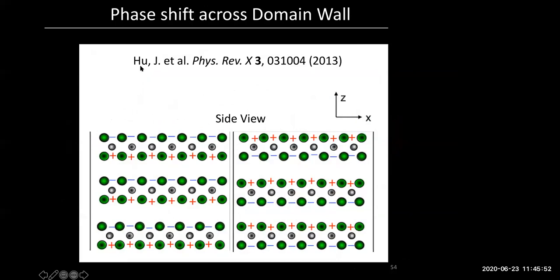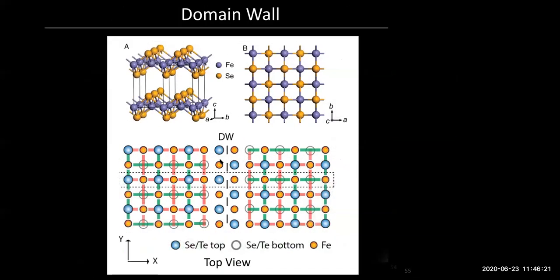Jianping Hu and his collaborators wrote a paper in 2013. It was a paper in general about the pnictide superconductors, where they suggested that if you take into account nearest neighbor, next nearest neighbor, and so on, pairing, you can actually get a very interesting situation where there's a phase shift in the order parameter between the top and the bottom selenium layers. So why is this interesting?